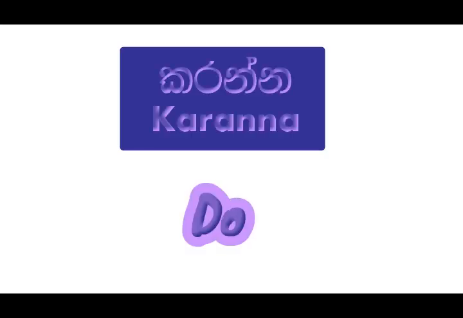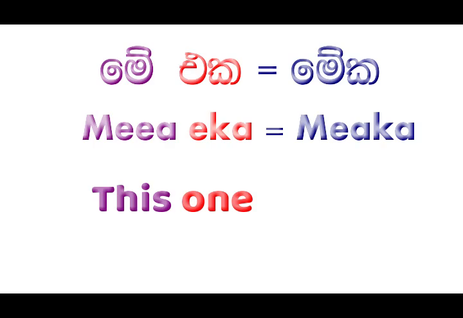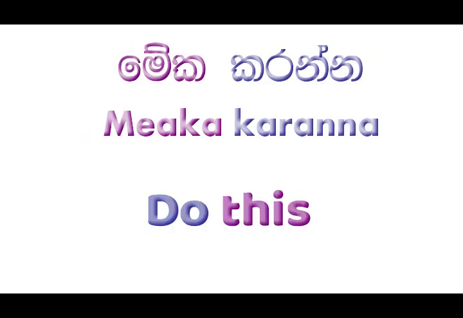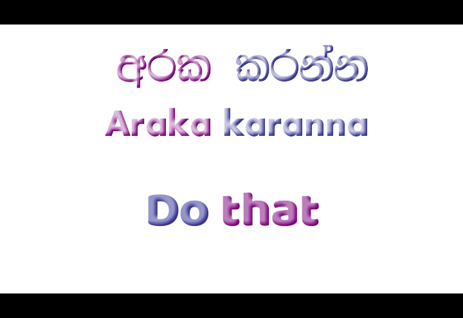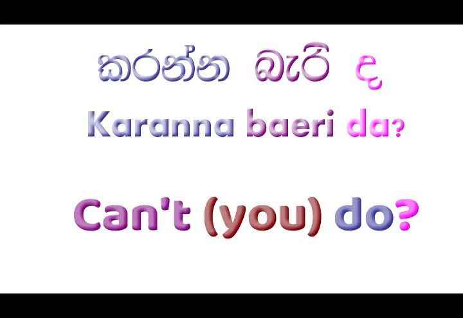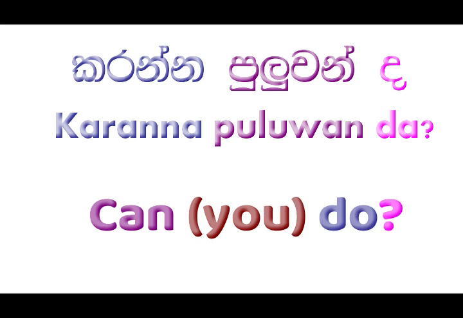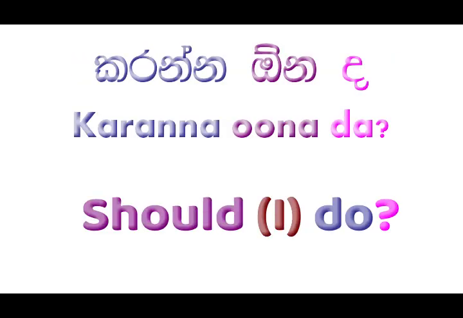Next word, karanna, meaning do. What is the word for this one or this thing? The word is meka. So do this means meka karanna. Do that. How do you say do that? Araka karanna. Karanna berida, meaning can't you do? Karanna puluwanda, can you do? Karanna onada, should I do?